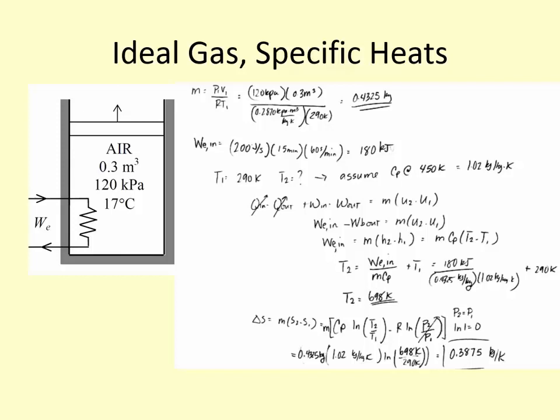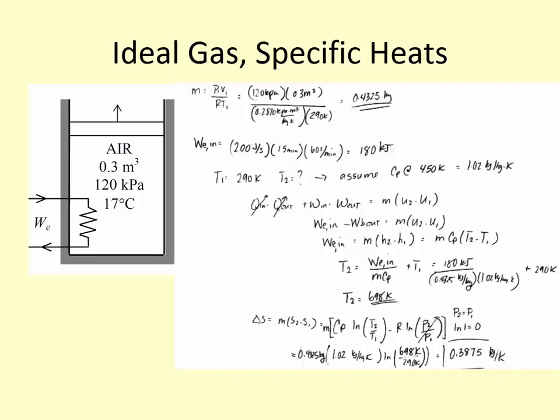So if we start putting in the values for that, again, we can use this same C sub P and the same T2 that we found earlier because we were close enough. If we were super far off, we wouldn't be able to use that same value. So 0.4325 kilograms times 1.02 kilojoules per kilogram Kelvin, natural log of T2, and again, you have to use Kelvin, which is 698 over T1, which is 290, minus R, natural log of P2 over P1.